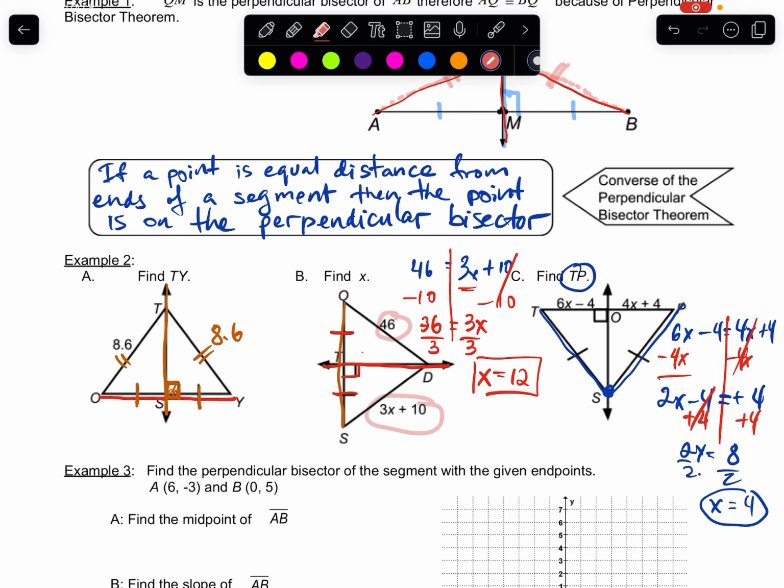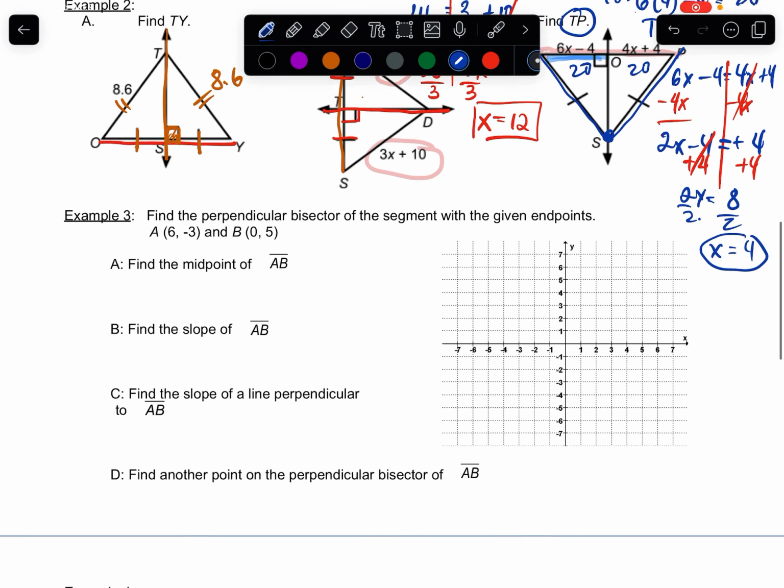Oh, x equals 4. That is not what we're looking for. We're looking for TP. So TP is from T to P. It's all of this right here. So if I just solve for half of it, let's say if I just solve for T to O, I can just double it. So now I have 6 times x, which is 4, and I will minus 4. So this is 24 minus 4 is 20, right? So that means this is 20. That means this is also 20. So TP is equal to 40. Right? So this again is TO only.